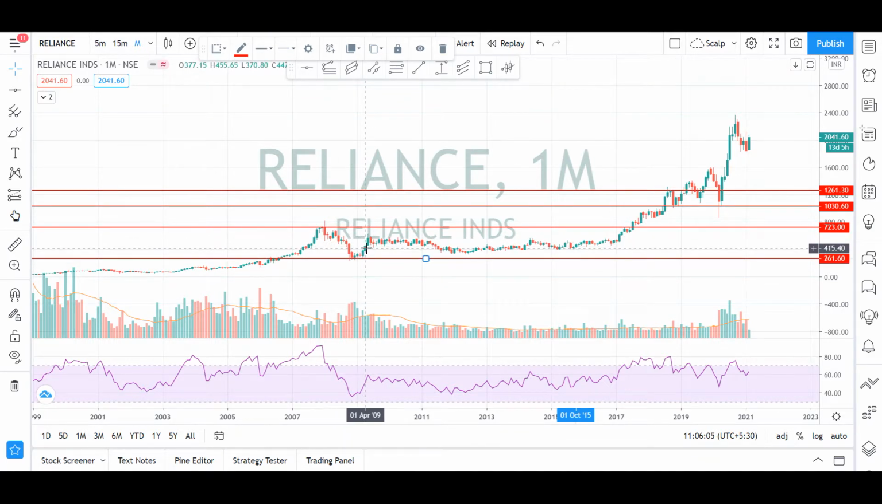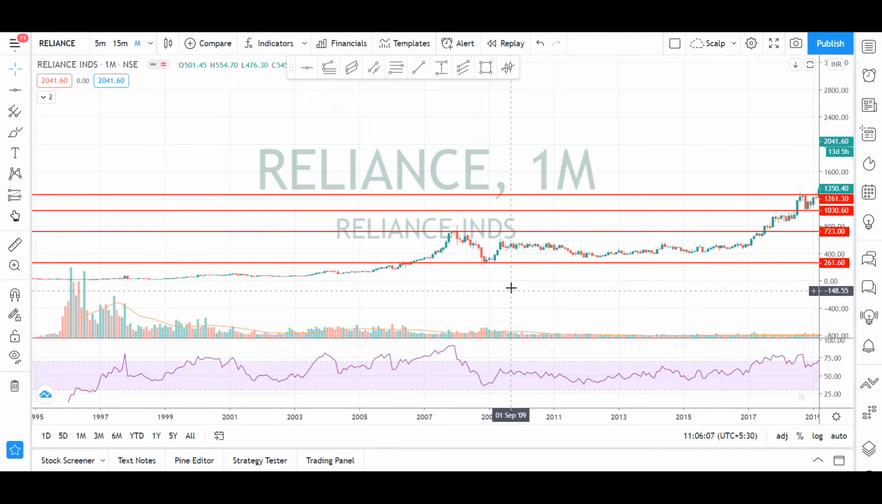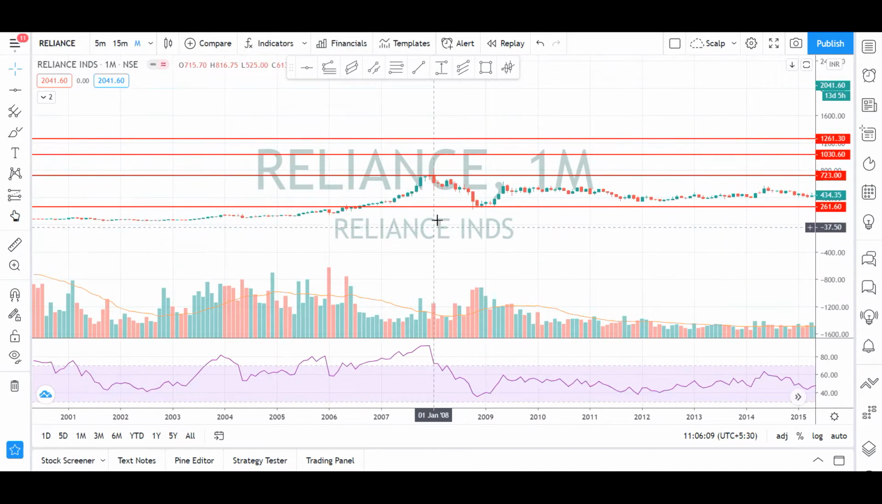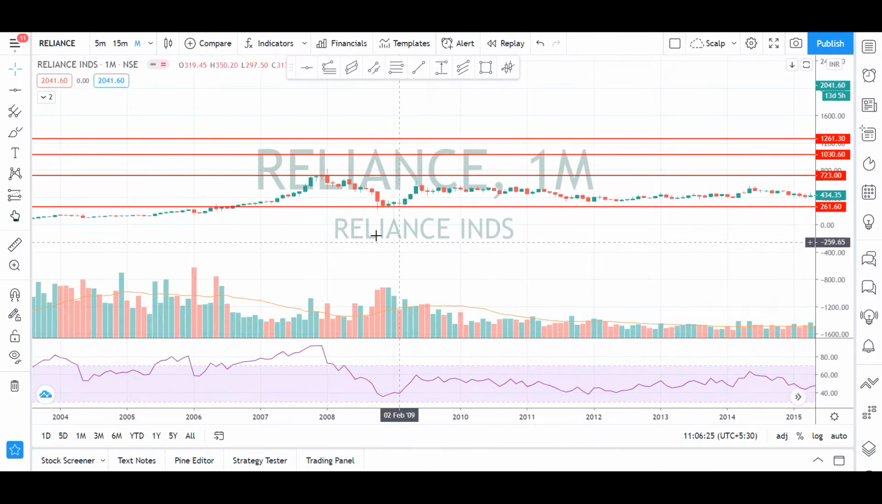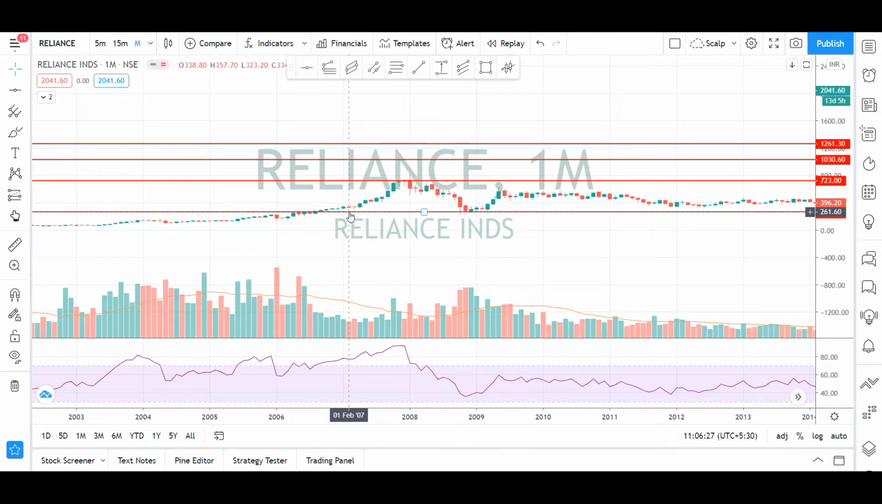Now immediately at this level, if you see the consolidation period and then the breakout, this tells me that there was a resistance at this area. When Reliance went up to this level, the consolidation was happening, and if we had taken a breakout trade, it slowly moved. If I had taken a cash position, I would have got this particular level.